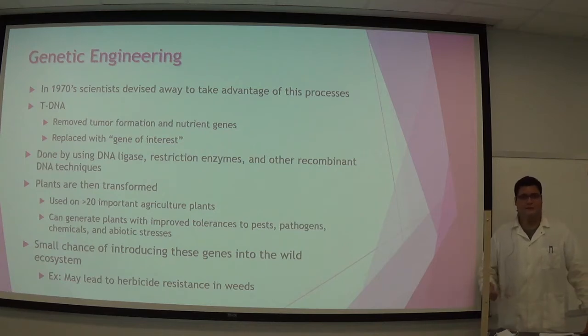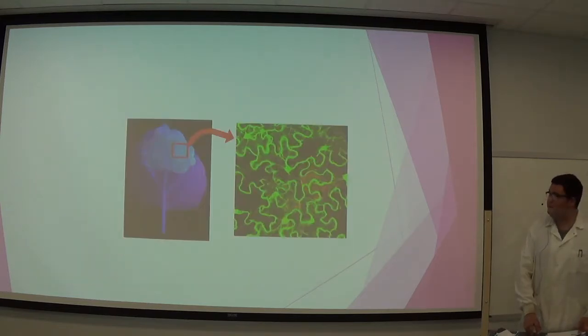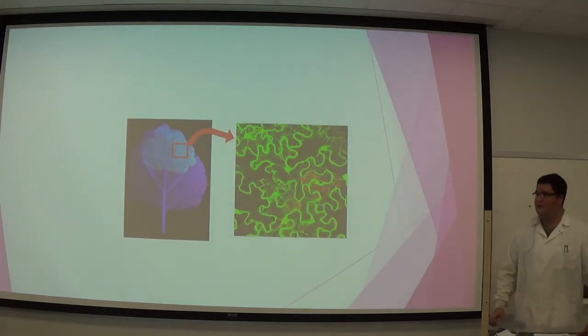And so what you ended up with was genetically engineered weeds and other things like that. So there are some issues that can arise when producing GMOs, especially with crops. So that's just something for you to keep in mind.